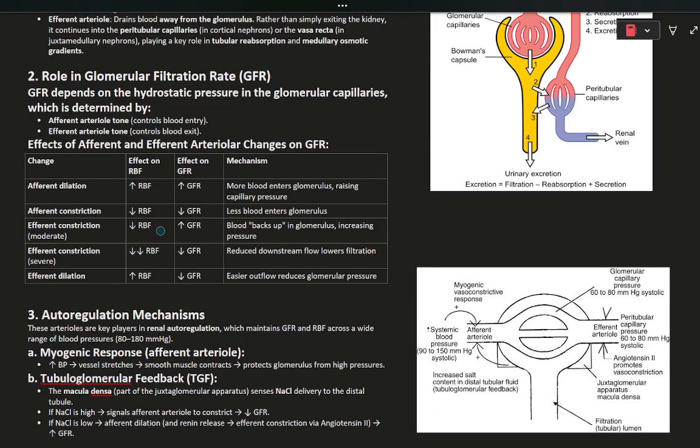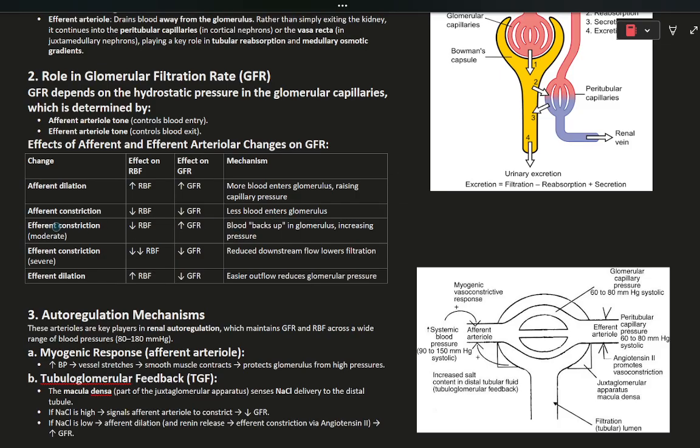Okay, now let's think about the effects of afferent and efferent arteriolar changes on your GFR. So, when the afferent arteriole is dilated, this is obviously going to increase the renal blood flow and also increase your glomerular filtration rate. This is because more blood enters the glomerulus, thereby raising the capillary pressure. On the other hand, afferent constriction will lead to decreased renal blood flow and decreased glomerular filtration rate, as less blood will enter the glomerulus.